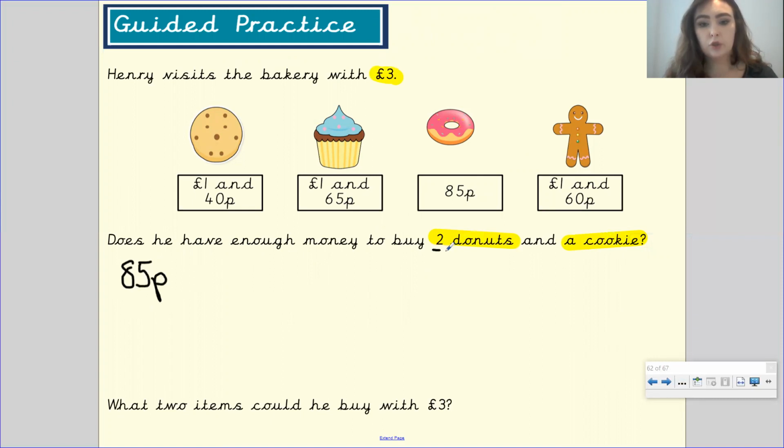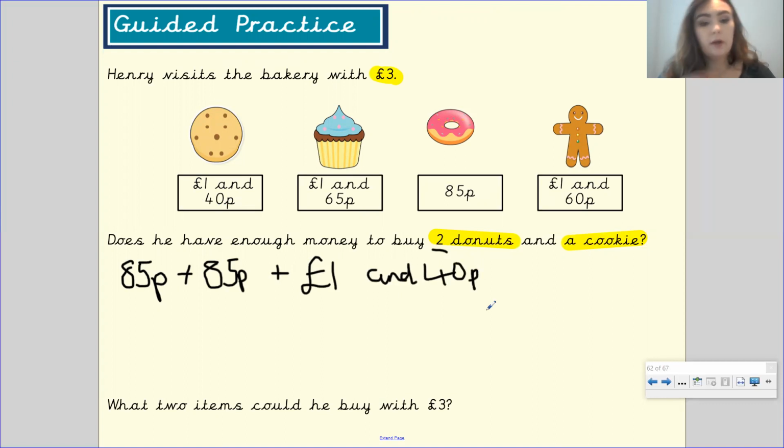But he wants 2 donuts. So then we're going to add another 85 pence. And 1 cookie. And the cookie costs £1 and 40 pence. Okay, so what we're going to need to do now is add together the pounds.